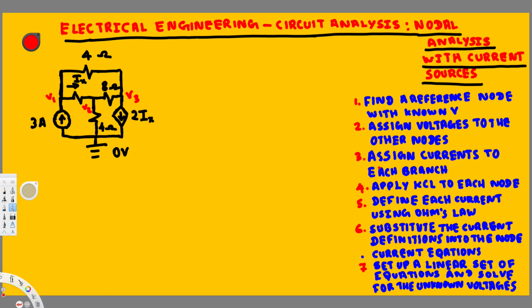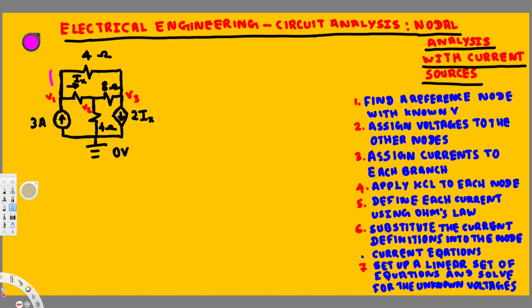And the third part is assign currents to each branch. Now we have to look at which branch doesn't have current. And if you look at this one, we have current in this branch, right? And also this branch has current. This branch doesn't have current, the top branch.